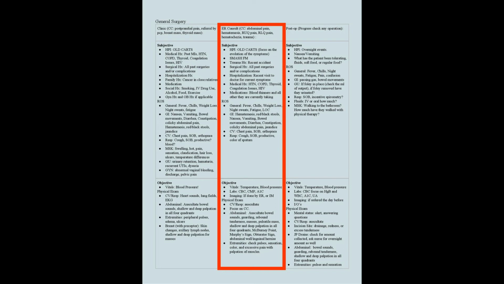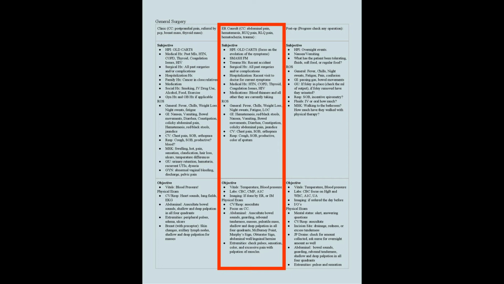So you want to get an idea, how sick is this patient? How quickly do they need to go into surgery, if they need to go into surgery at all? And you want to have off the top of your head these questions that you go in and ask while the patient is in the ER and is in pain. You don't want to be bothering them with what they had for breakfast yesterday, unless it's applicable.